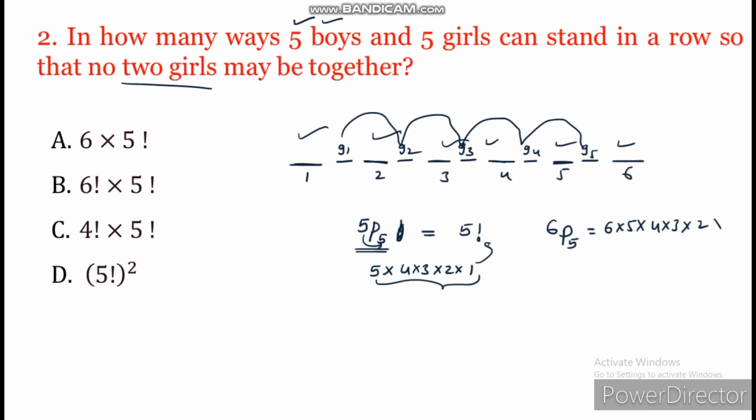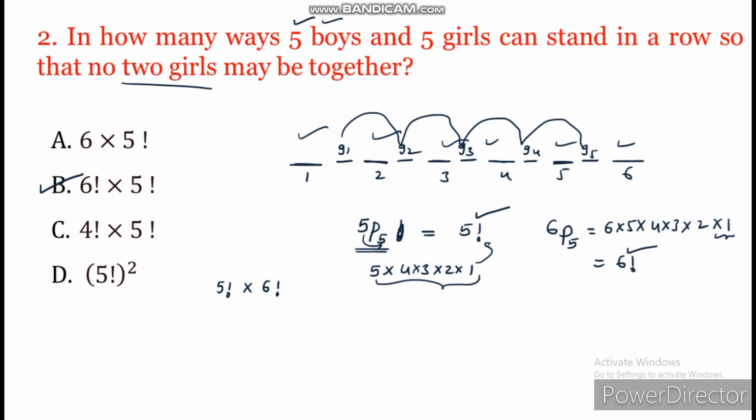Right. So, if you multiply with 1, does it make any difference? No. Into 1, you'll get the same value. So, this value is nothing but 6 factorial. So, girls are arranged in 5 factorial ways and boys are arranged in 6 factorial ways. So, what's the final answer? 5 factorial into 6 factorial. So, which option? Option B, 6 factorial into 5 factorial.